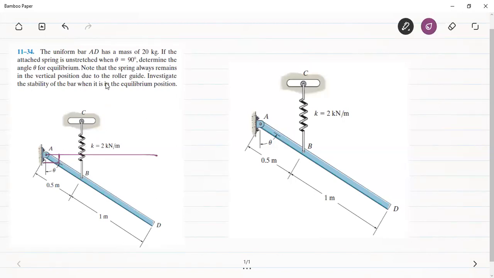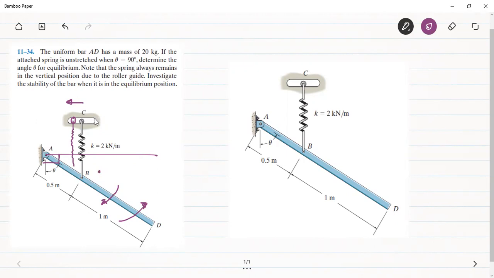Also note that the spring always remains in the vertical position due to this roller guide. You can see that there is a roller and this roller is free to translate in this guide. Therefore, the spring always remains in the vertical position. Assuming the bar is rotating in the clockwise direction, obviously the roller will move towards left, but the spring will always remain in the vertical position.